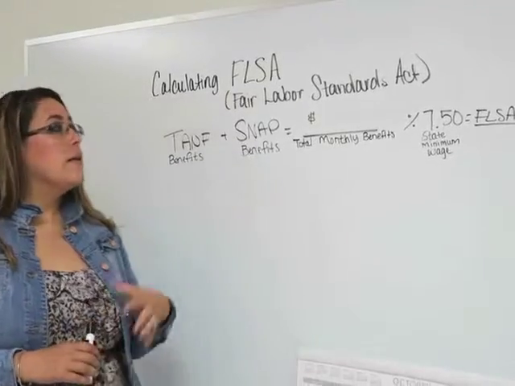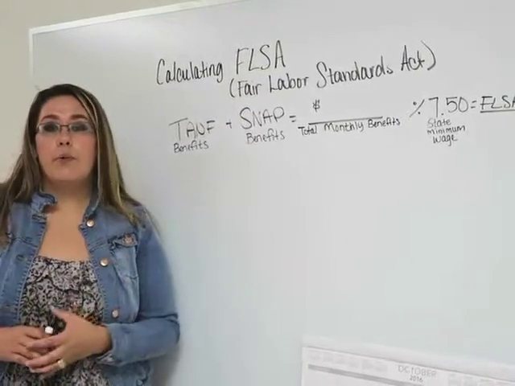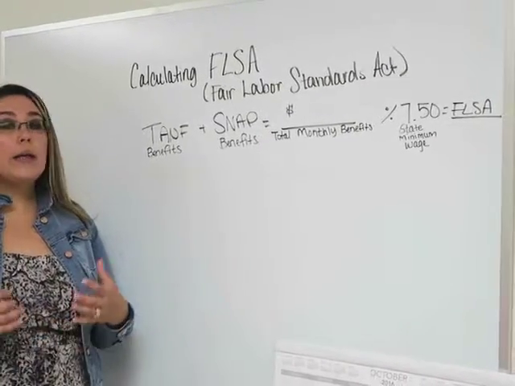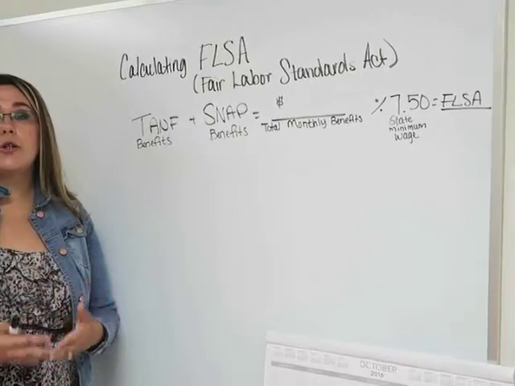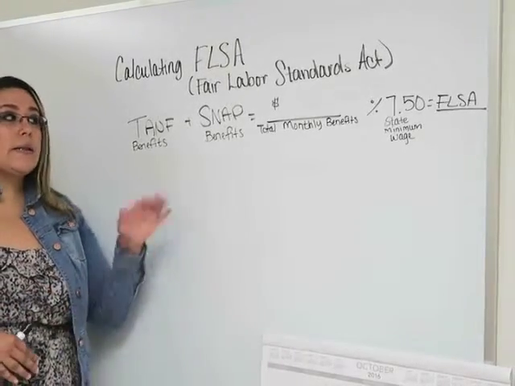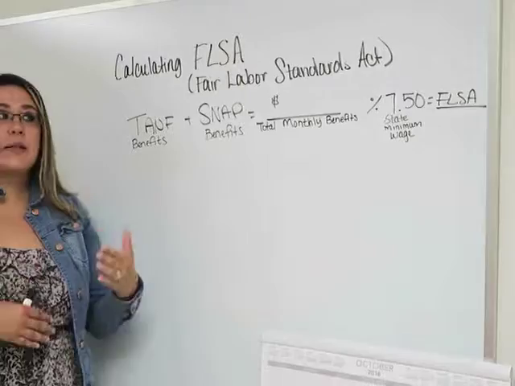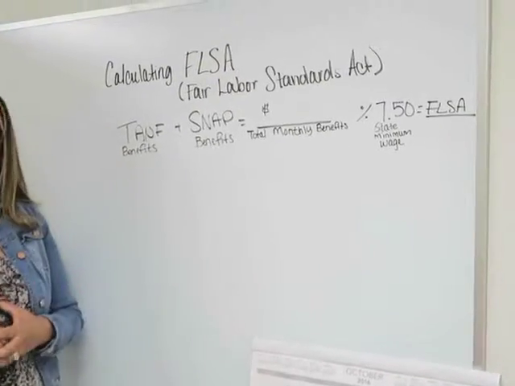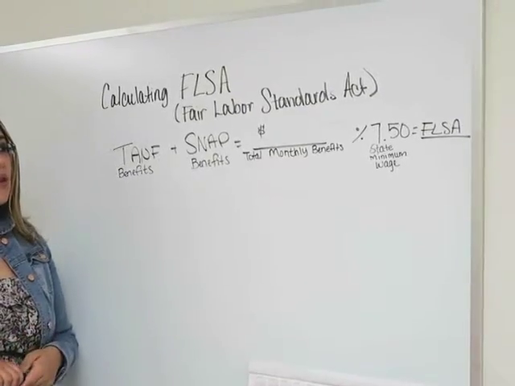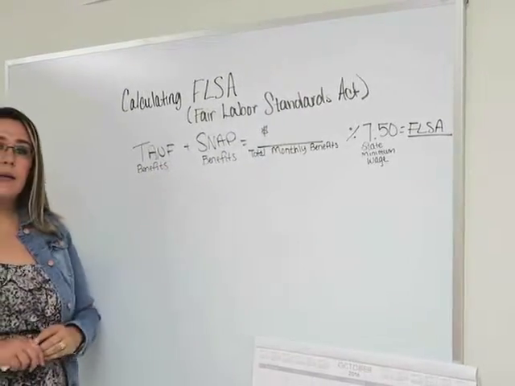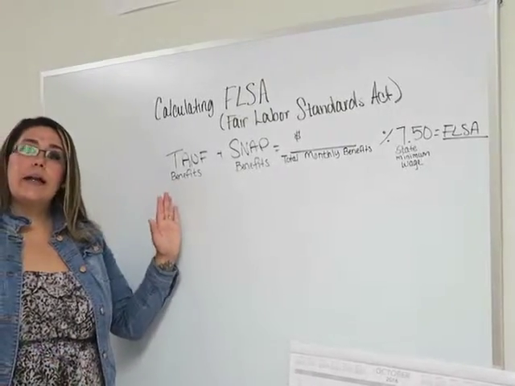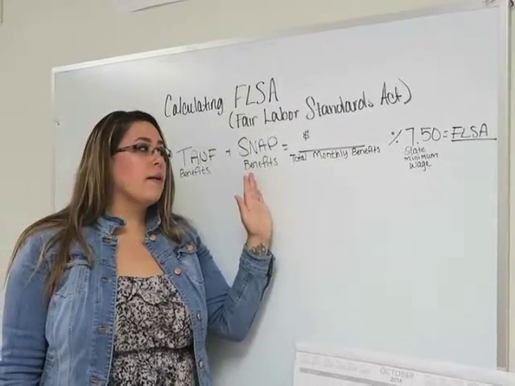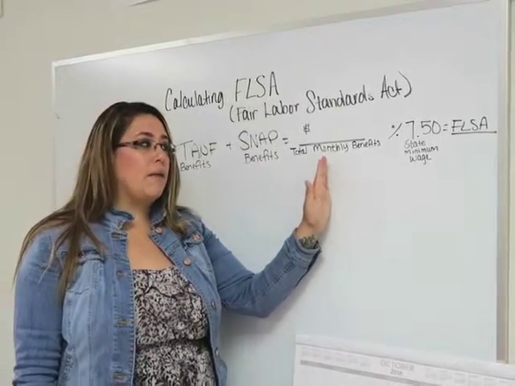What is that? FLSA stands for the Fair Labor Standards Act. And basically what it means is we cannot make participants do more hours than the benefits that were paid out to them for that given month, whatever month that you're looking at and you're doing that WPA for. In order to calculate the FLSA, you're going to use the TANF benefit, and then you're going to add the SNAP benefit to that. That is going to give you their total monthly benefits.